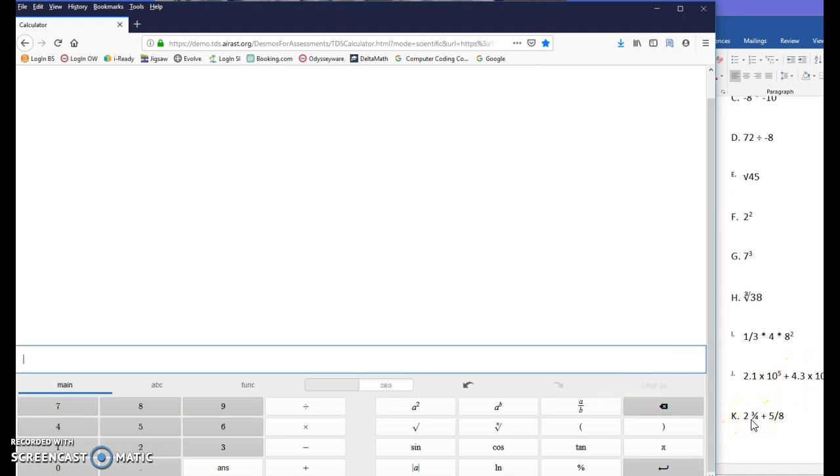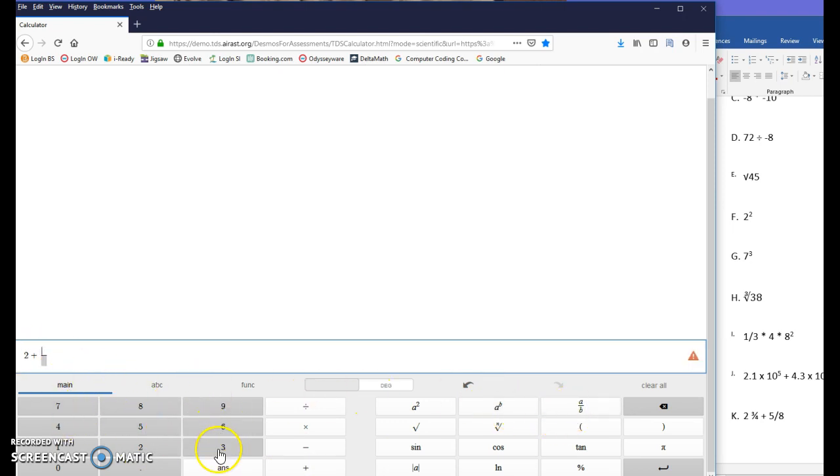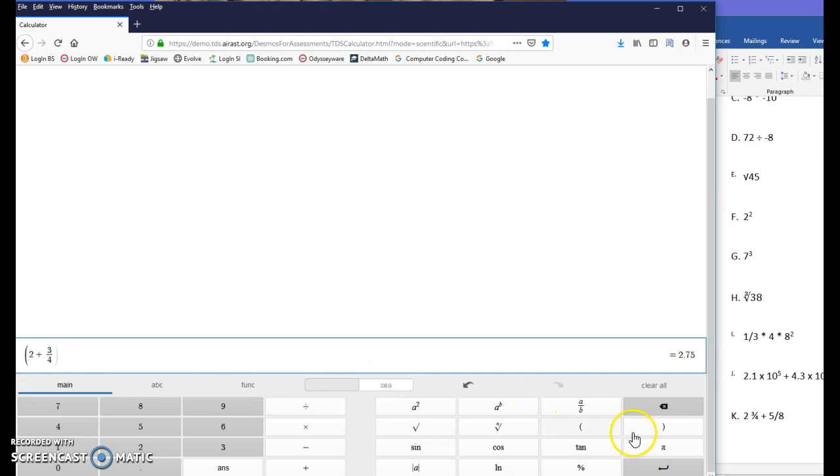The last problem is 2 3/4 plus 5/8. We don't have a mixed number button, so I can put in 2 3/4 by typing in 2 plus 3/4. If I put in my mixed number that way, I do want to make sure I use parentheses because those are going together. And I want to add to that 5/8, and it tells me it is 3.375.